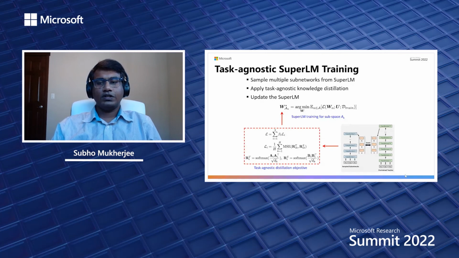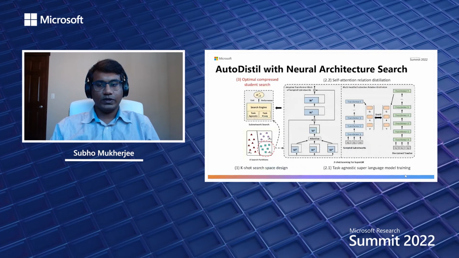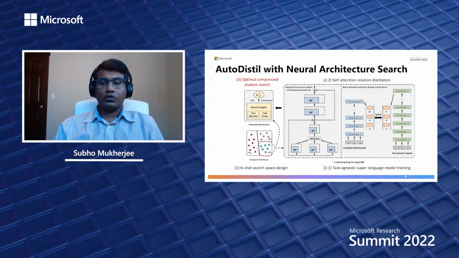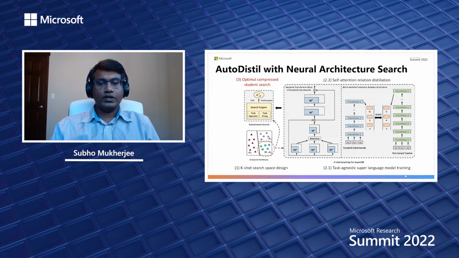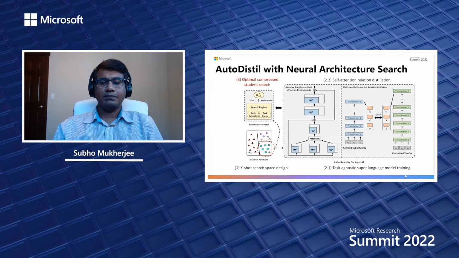Once the super language model is fully trained, the subnetworks are trained as well. Now, given a target device constraint, we can simply pick the student with the least task-agnostic validation loss that satisfies the computational resource constraint by simple lookup.